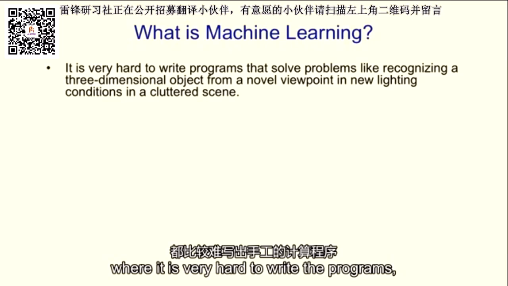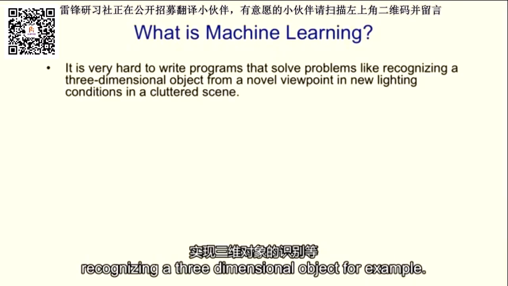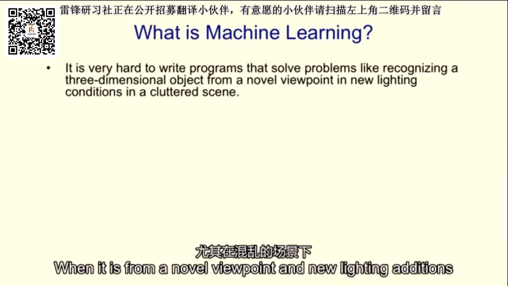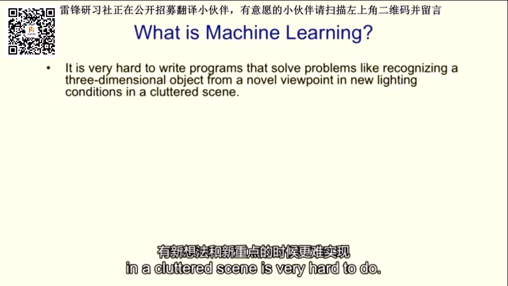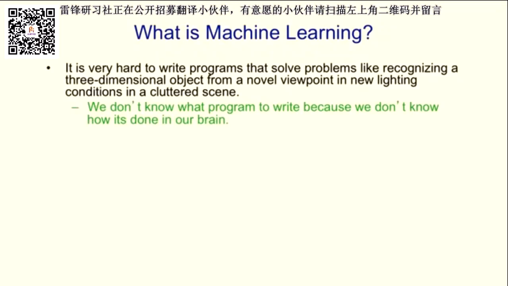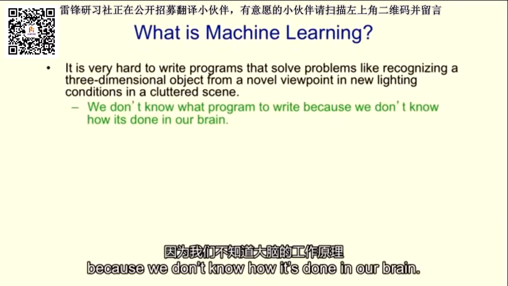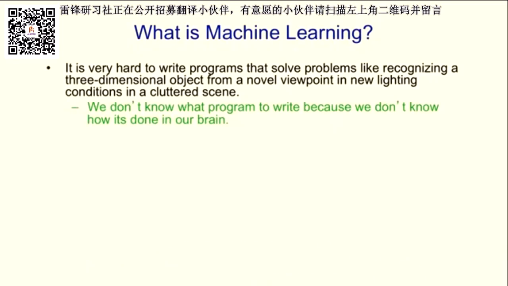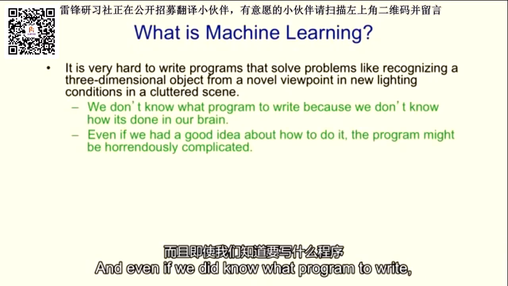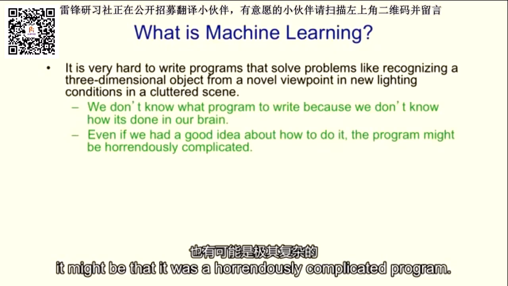So the reason we need machine learning is that there are some problems where it's very hard to write the programs. Recognizing a three-dimensional object, for example, when it's from a novel viewpoint in new lighting conditions in a cluttered scene, is very hard to do. We don't know what program to write because we don't know how it's done in our brain. And even if we did know what program to write, it might be a horrendously complicated program.